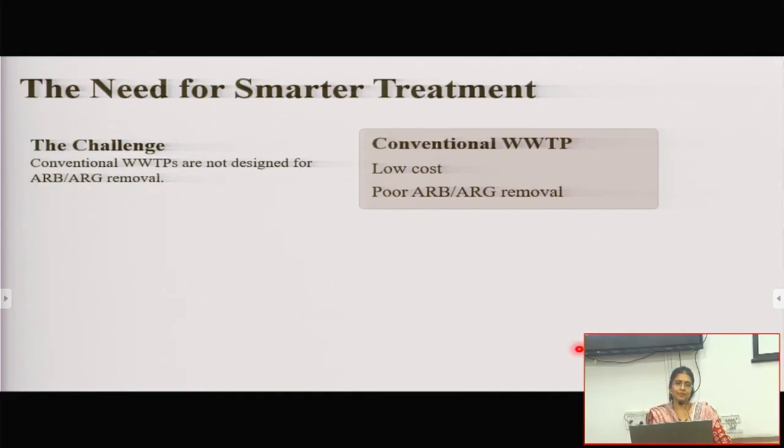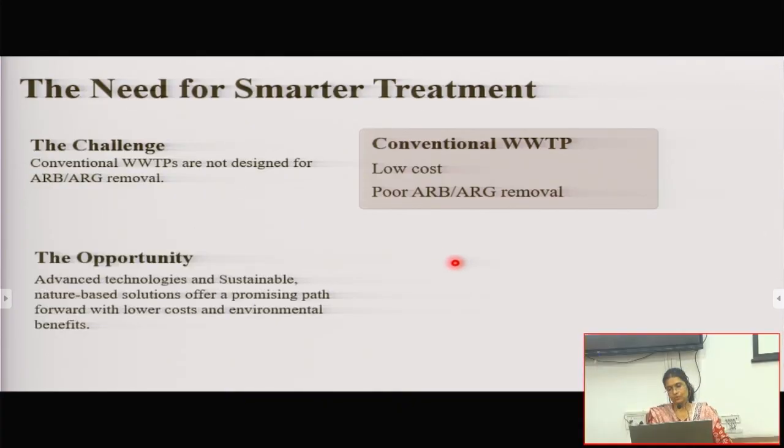associated with antimicrobial resistance. Now the challenge here is conventional wastewater treatment plants are not designed for removal of ARB or ARGs. Right? Because when we designed this long back, even this is something of recent origin, we didn't even know that such a problem might occur down the line, 100 years down the line. So the whole design aspect never took into consideration these things. And the conventional wastewater treatments are low cost, but the problem is they are definitely not meant for, or they are not able to tackle the ARB and ARGs. So that's the main issue we have.